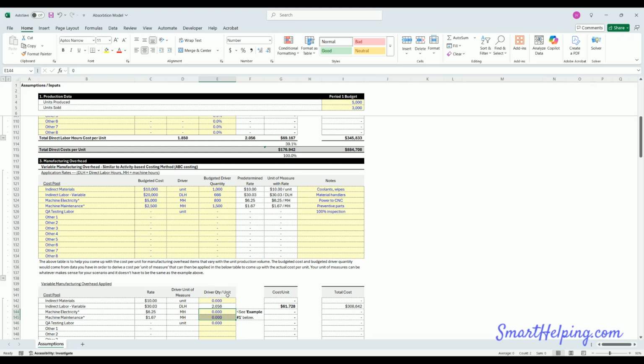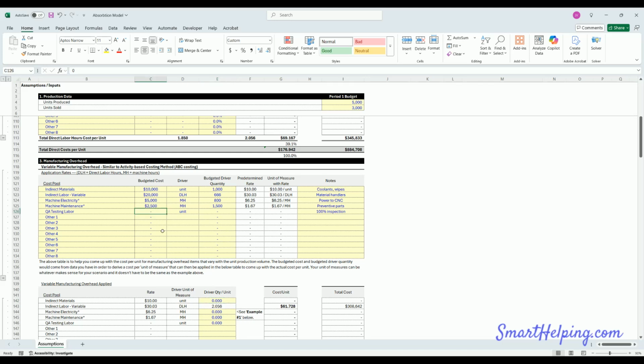And then down here we're going to figure out, okay, what's our driver quantity per unit? So how many essentially machine hours are active to produce one unit. Here's going to be how many units of direct labor are there. Well, we'll get to it in a second.